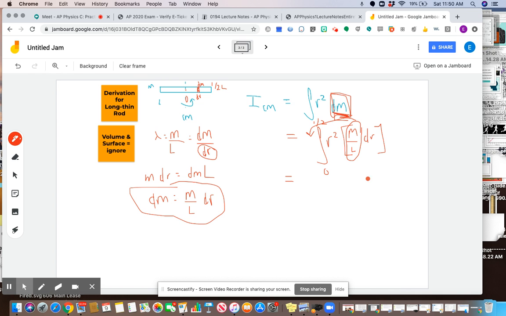we're going to need to multiply the entire integral by 2. Or we can do a second integral in which we then integrate from 0 to negative 1/2 L. But it's easier to just multiply the entire equation by 2 to take care of that symmetry. So I have 2m over L. I'm going to integrate r squared dr from 0 to 1/2 L.